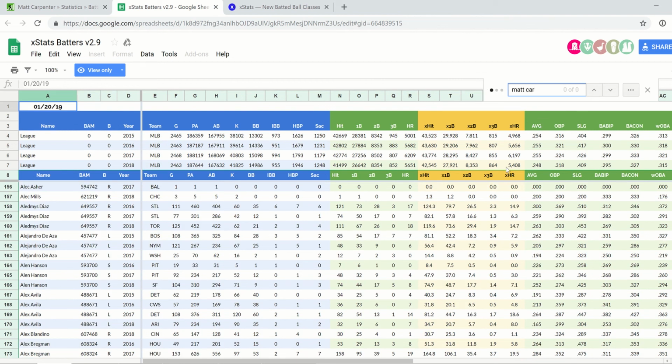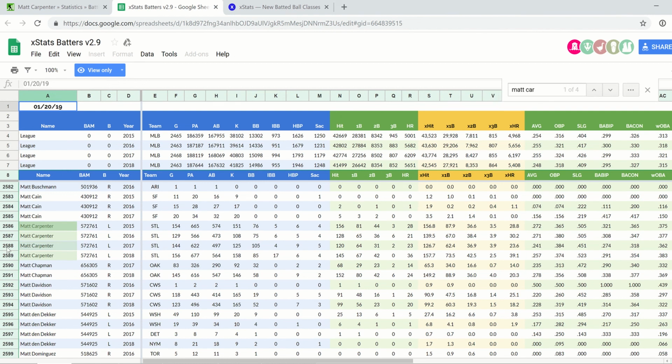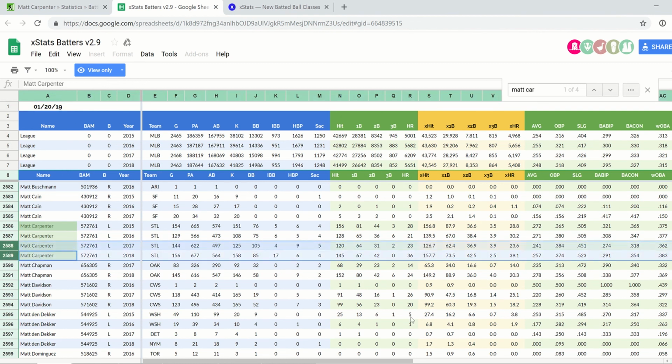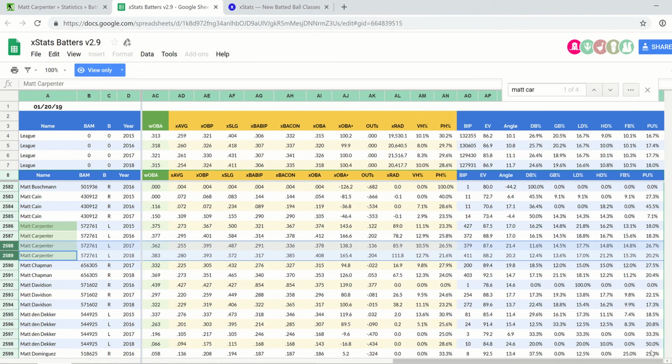All right, this should get us to Matt Carpenter right here. There he is. So we're looking at the 2017 and 2018 seasons and what was the difference. I've showed folks the detailed batted ball profiles before, and this is where you can see the difference. Remember, Carpenter's fly ball percentage was higher in 2017 than it was in 2018, but he hit a lot more home runs.